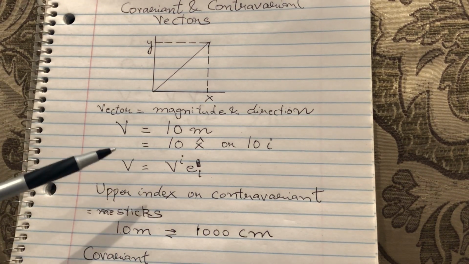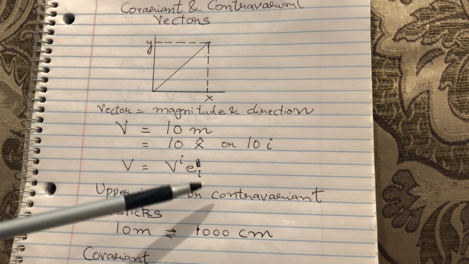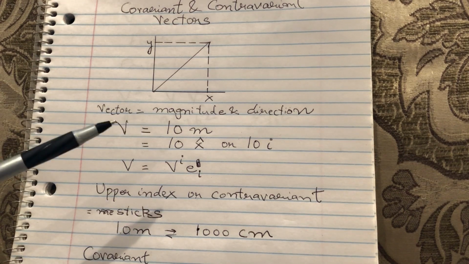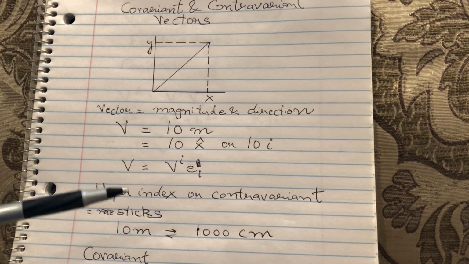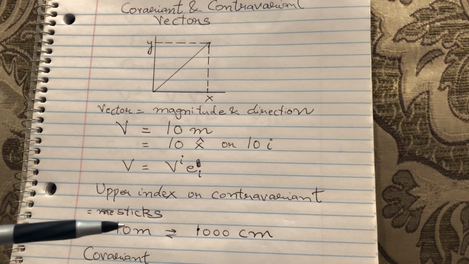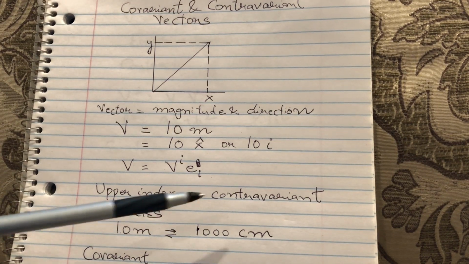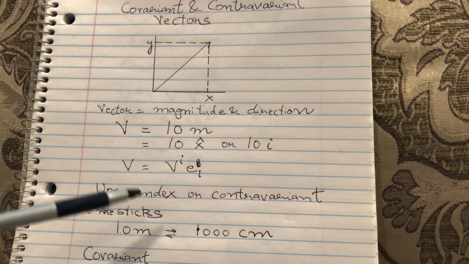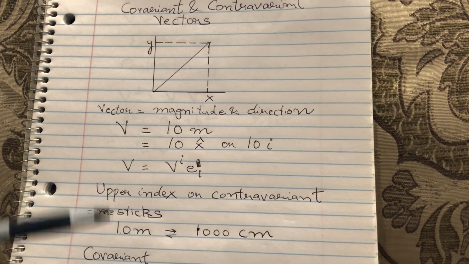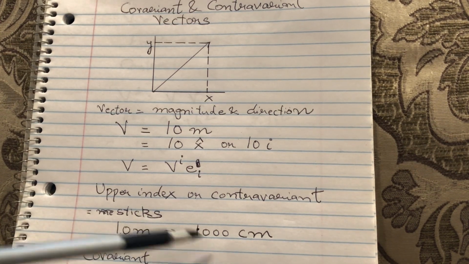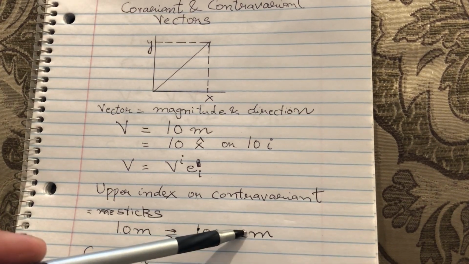Now, if you want to think intuitively, what does a contravariant vector mean? You think of meter sticks. If you want to measure anything with a stick or a ruler or something, that would represent a contravariant vector. Now, why do we call it contravariant? Well, you'll see here. This is the basis vector, which means meters. This is also a basis vector, which is centimeters.